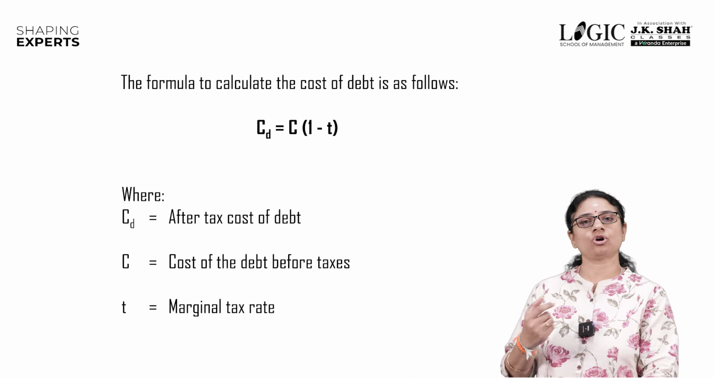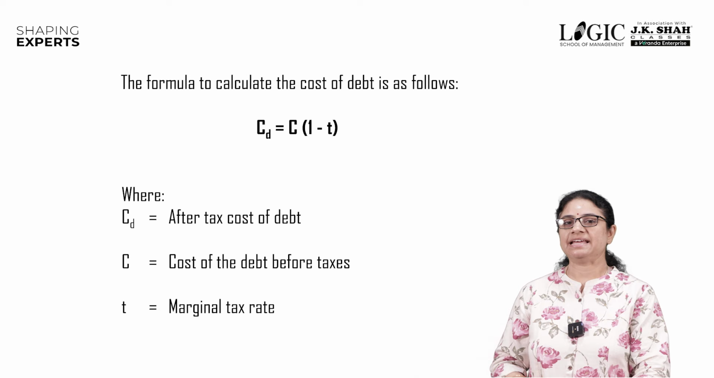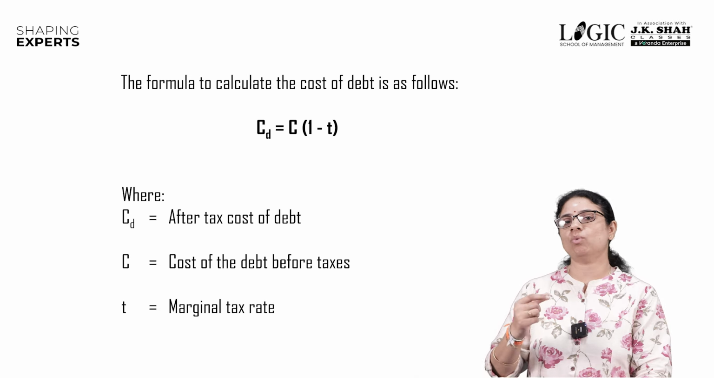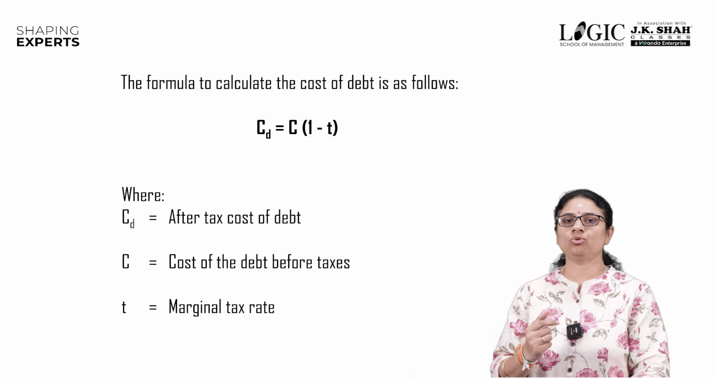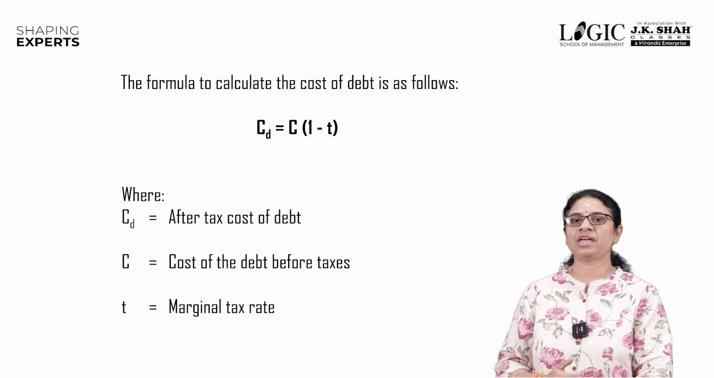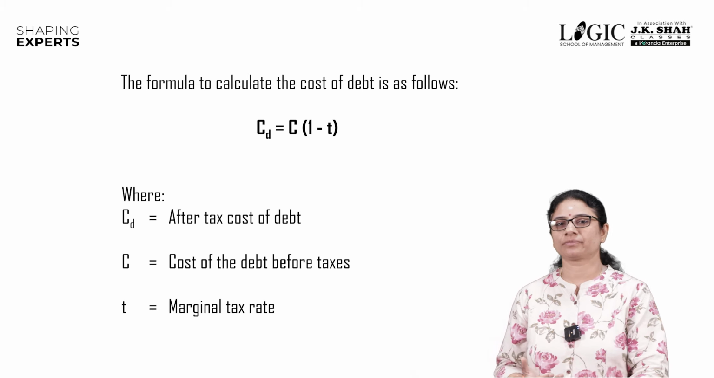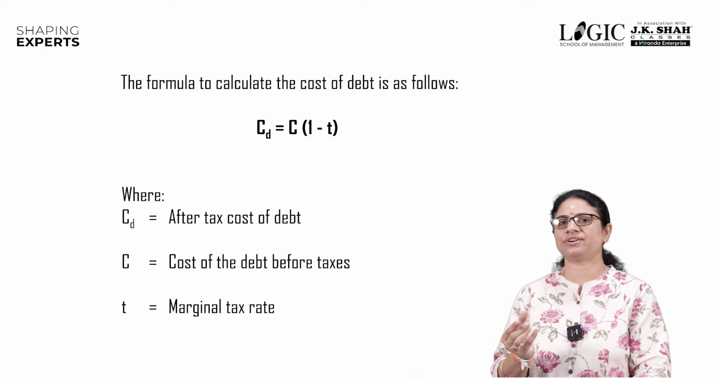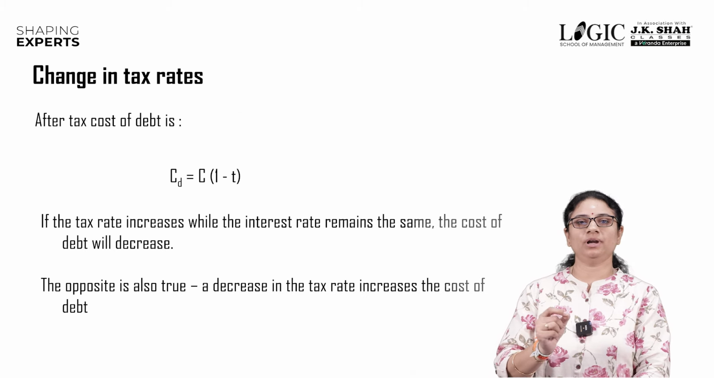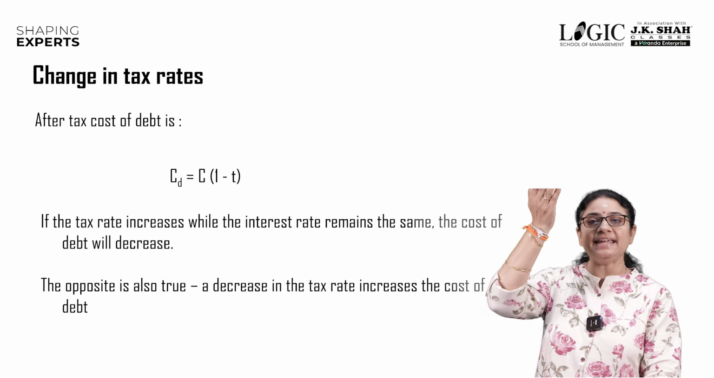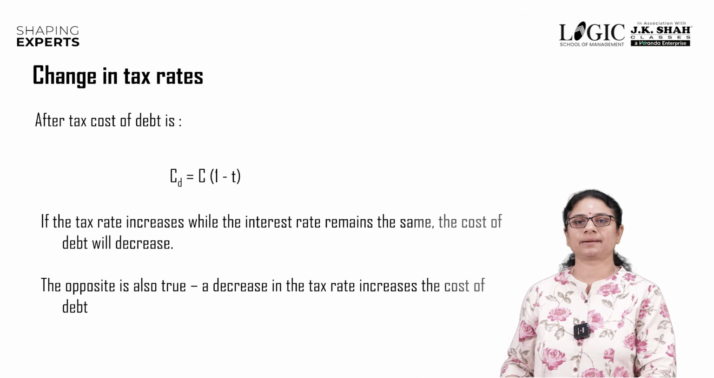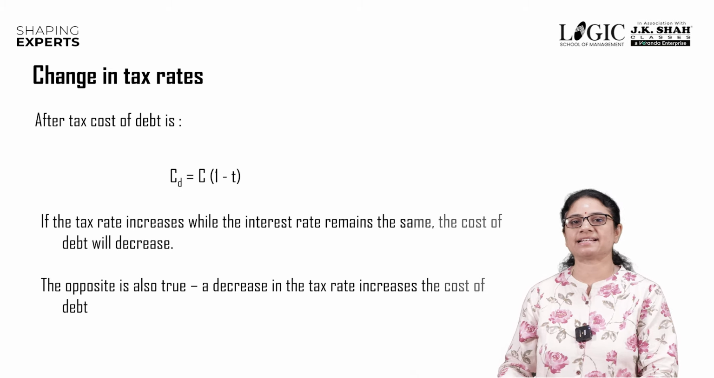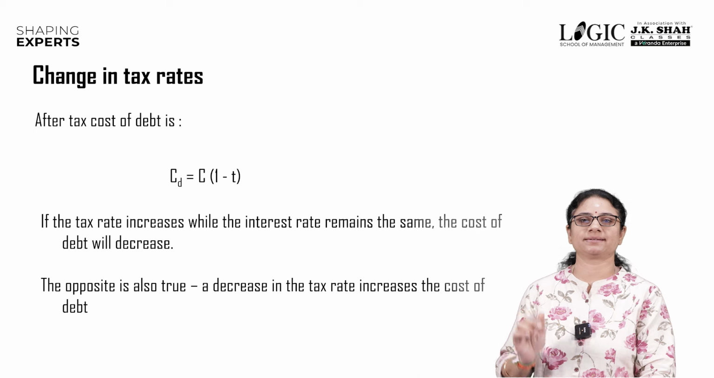We can calculate the cost of debt using the following formula. CD is equal to C into 1 minus T, where CD is the after-tax cost of debt, C is the cost of debt before tax, and T is the marginal tax rate. We'll see how the change in tax rates will affect the cost of debt. A careful look at the formula will confirm that if the tax rate increases and the effective interest rate remains the same, the cost of debt will decrease. If there is a decrease in tax rate, then the cost of debt will increase.